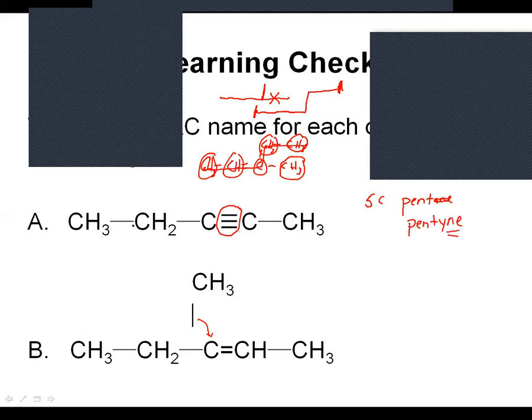Now, there's no other groups attached, as this whole thing is the longest continuous carbon chain. So we want a number 1, 2, 3, 4, 5, or we could go 1, 2, 3, 4, and 5. So in this case, going right to left is going to give our triple bond the smallest number, and that number would be 2. So this should be 2-pentyne.